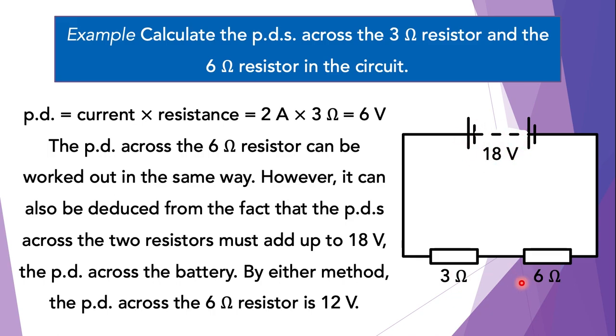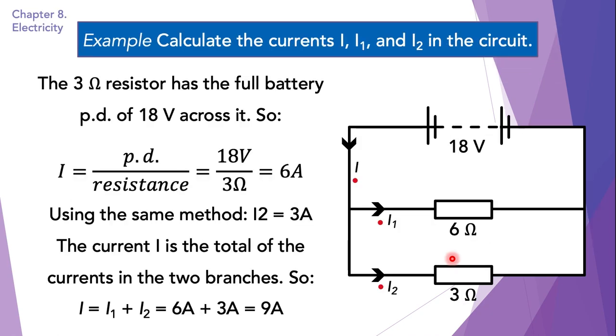So this is how we can calculate potential differences across different resistors. These were only 2 resistors. In the same way, we can have 3 resistors or 4 resistors. So this is how we measure it. Now, this was a simple question. Let's do another question here.